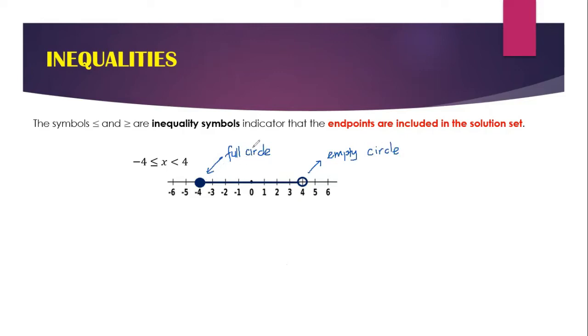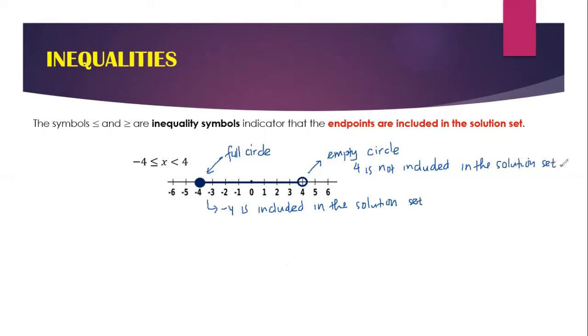Students, full circle means minus 4 is included in the solution set. Once again, minus 4 is included in the solution set. But empty circle means 4 is not included in the solution set. Is it clear, everyone? Good, thank you. Next.